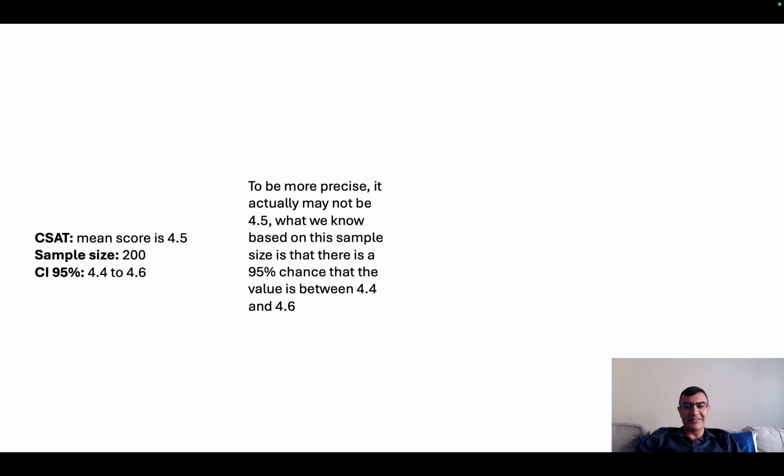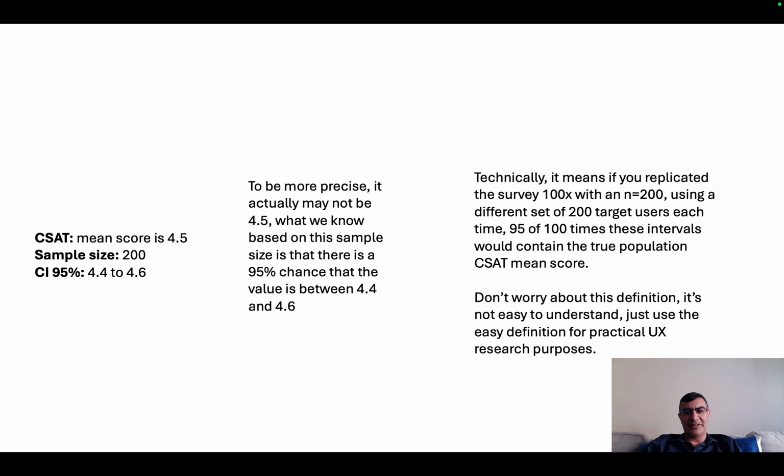For all the statisticians out there who'd love to fillet me in the comments, let me explain how it's truly interpreted, and that you shouldn't care because it's too complicated and just use the shorthand I've explained. Technically, it means if you replicate the survey 100 times with different sets of 200 people, 95 of 100 times, the intervals that you found would contain the true population CSAT mean score. Don't worry about this definition. I mean, do you understand it? I kind of do, but not that much.